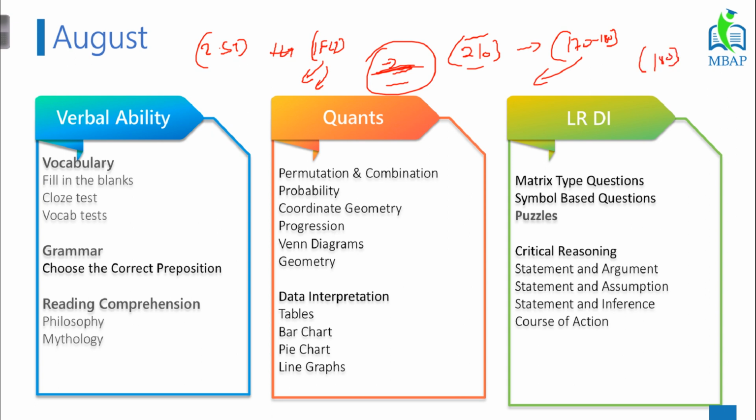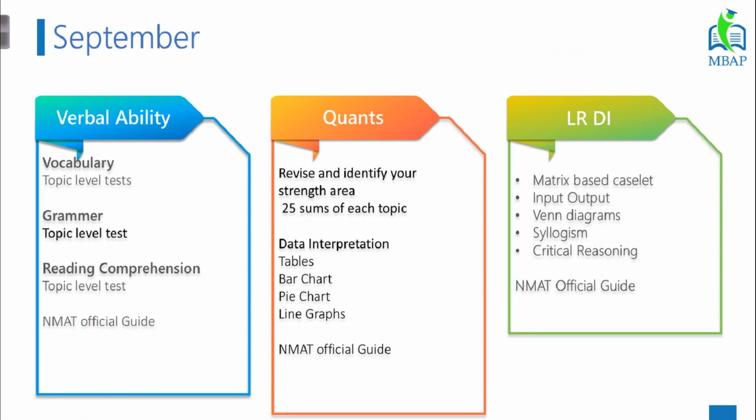By August end, I have to crack 180 plus in the mock test of this NMAT examination. September. Okay. So ideally by September we'll be able to finish every possible syllabus which comes in the NMAT examination. For vocabulary we'll give only a topic level test because you have done basic, advanced, everything. Grammar also topic level test. Reading comprehension topic level test.